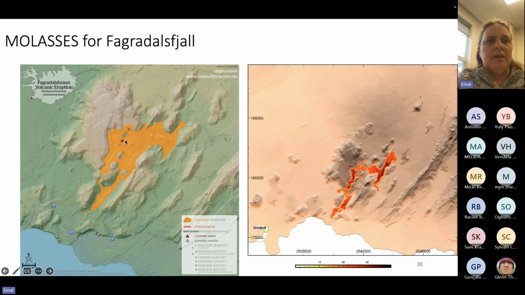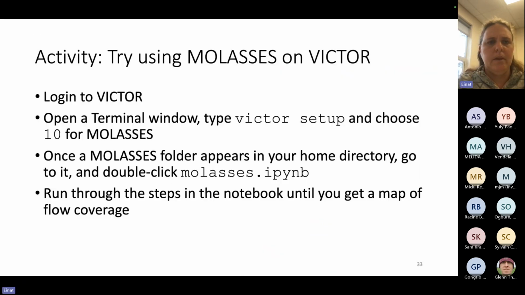Here's running MOLASSES for Fagradalsfjall, which we did on Chuck's geoscience community codes website, where they have the Fagradalsfjall topography, and you can put in multiple vent locations because there was a pretty long fissure, and then the lava gets dispersed. Of course, it's very sensitive to whatever parameters you put in. There are only a few, but they matter a lot.